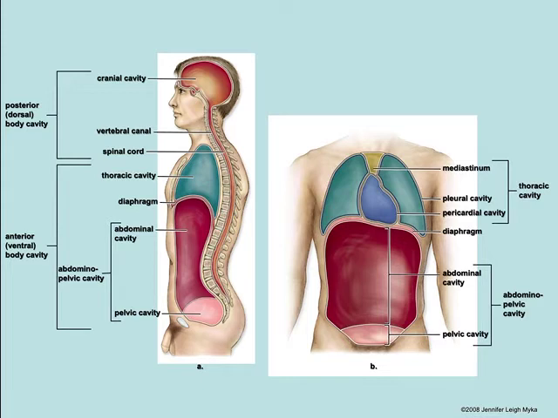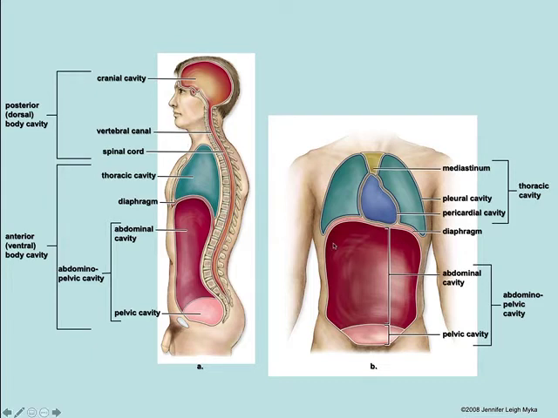So all of these cavities are normally closed to the outside world. The pleural cavities contain the lungs, the pericardial cavity contains the heart, and the abdominal pelvic cavity contains the lower digestive, the urinary, and the reproductive system, as well as components of the lymphatic system, such as the spleen, some of the major lymph vessels, and a considerable number of lymph nodes. And we should also mention the blood vessels and the nerves that run through the region.